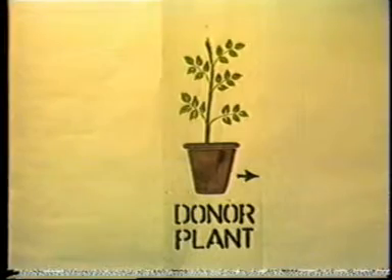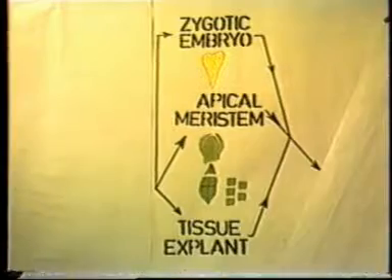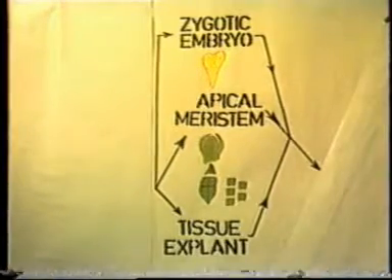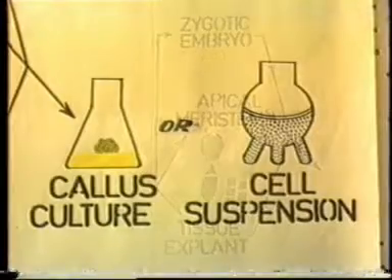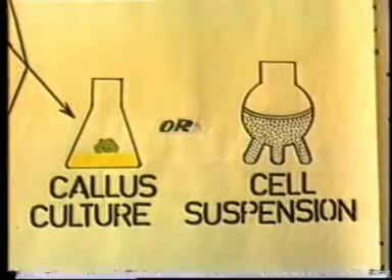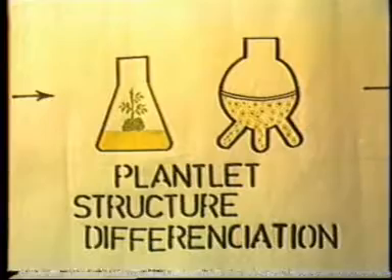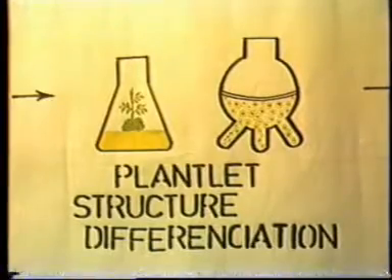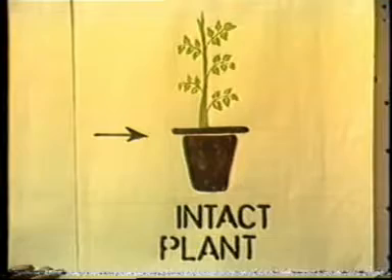There are two predetermined plant structures. One is a mature or immature zygotic embryo, and the other is the shoot-tip meristem. If these two structures are placed in in vitro conditions, they can develop into whole plants under the influence of different plant growth hormones.